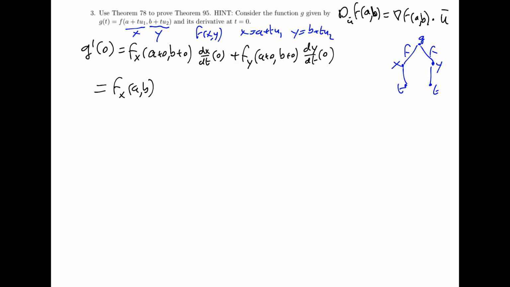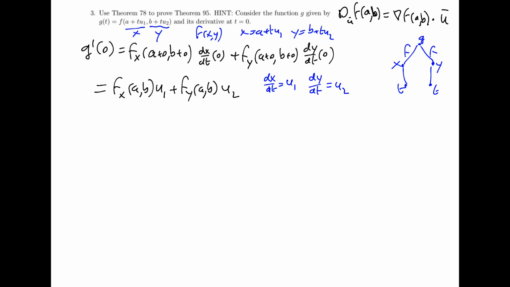Now I can just fill this in, so a plus 0 is just a, so this is f sub x at (a,b), and dx dt, let's do this in blue. So what is dx dt? Well, if I differentiate with respect to t, I just get u1. And let's also do it for y, dy dt is equal to u2. Right, so especially also in the point 0, I just get u1, and for the second one I get f sub y at (a,b) times u2. Okay, so right now we've used theorem 78.